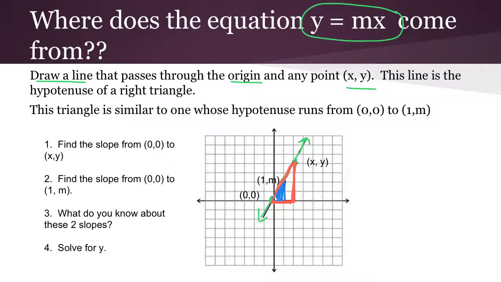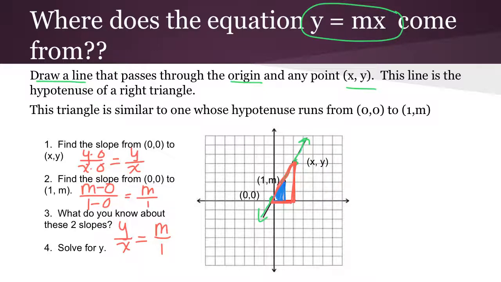All right, so if we wanted to find the slope from (0, 0) to (x, y), we would subtract our y coordinates, y minus 0 on top, x minus 0 on the bottom. That gives me y over x. Similarly, if I want to find the slope from (0, 0) to (1, m), I would take m minus 0 and 1 minus 0, which would give me m over 1. And I know those two slopes are the same. So I know y over x is the same as m over 1.